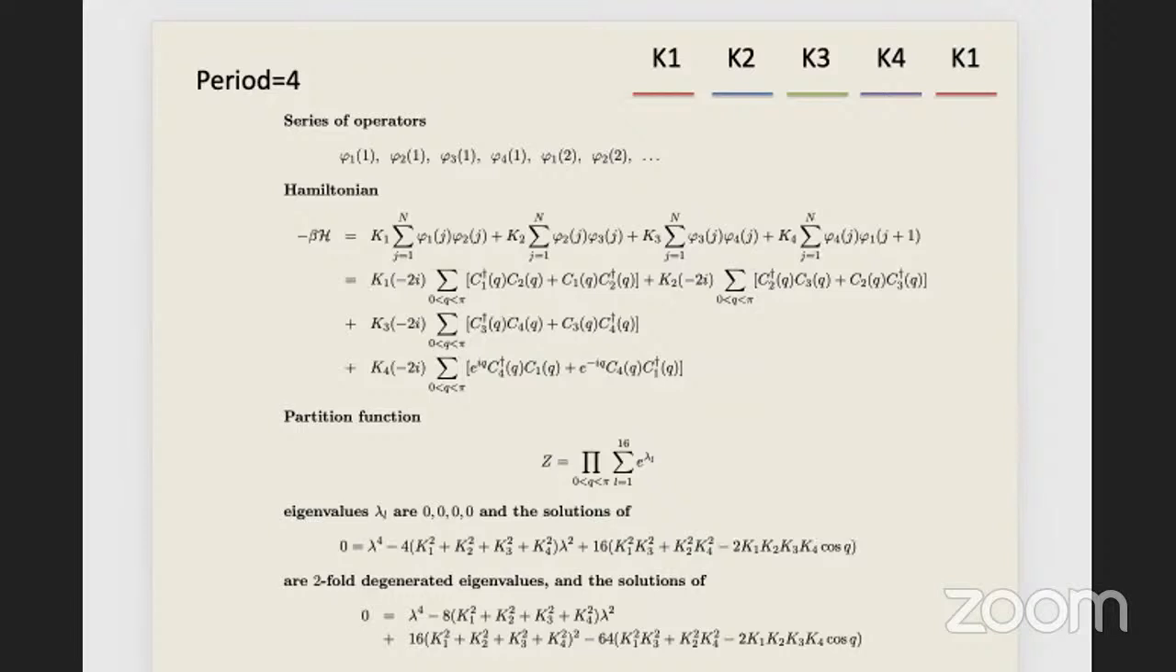So this is a case with the period 4. The Hamiltonian is written here. The partition function is expressed by the eigenvalues, which are the solutions of these equations. The calculations for period 3 were complicated, but period 4 is much easier.